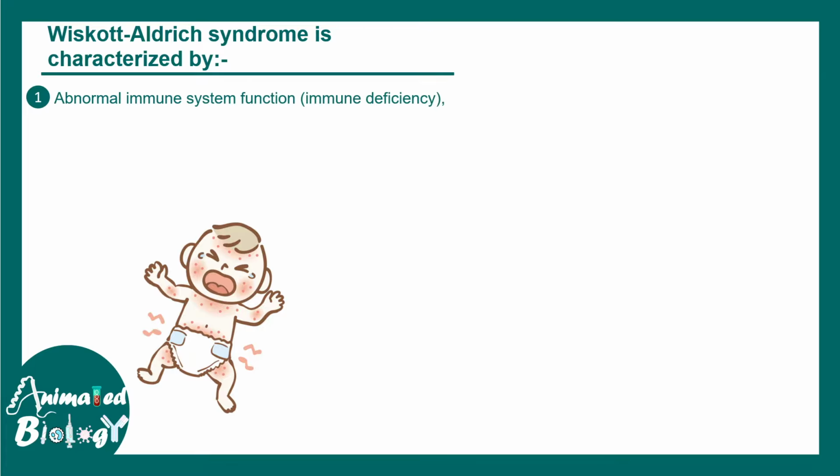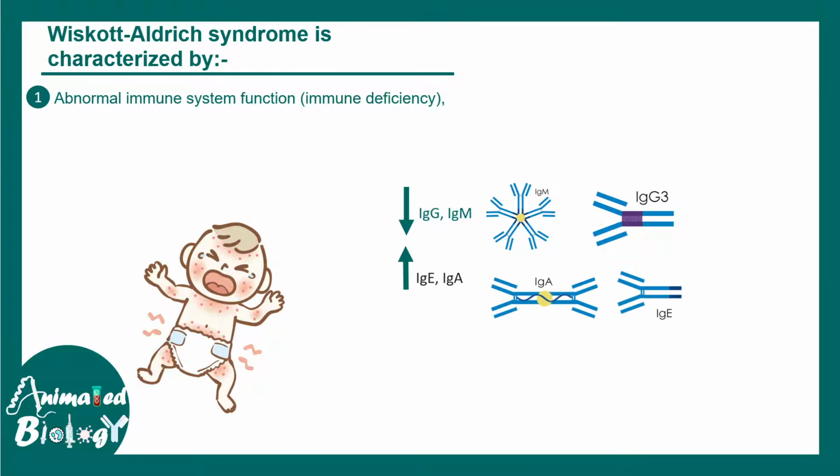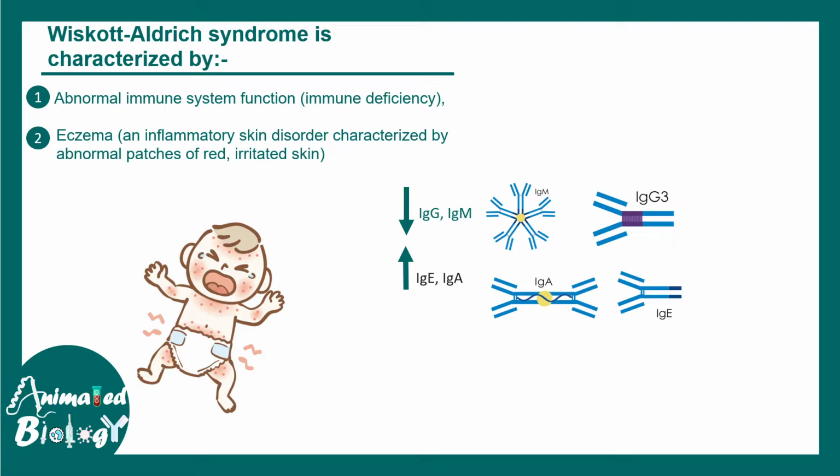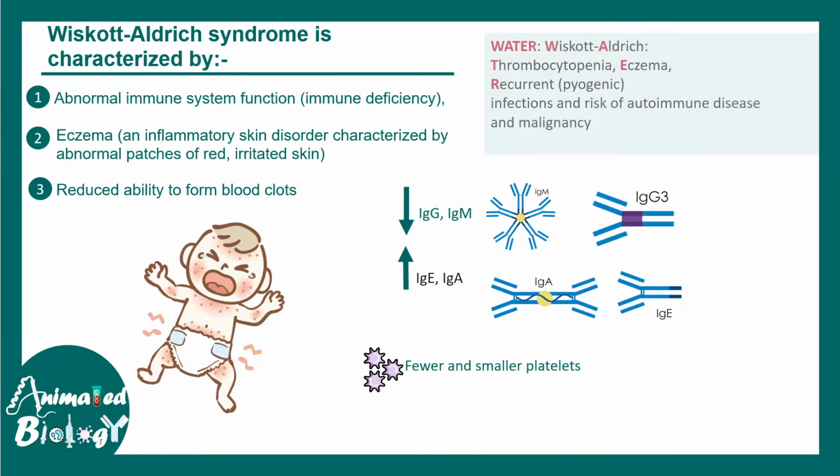Wiskott-Aldrich syndrome is characterized by abnormal immune system function, which leads to immunodeficiency. In blood, the IgG and IgM levels are pretty low, whereas IgA and IgE levels are elevated. Eczema, or inflammatory skin rash, is pretty common in these children. Then a reduced ability to form blood clots is evident because the platelets are very small compared to normal patients.